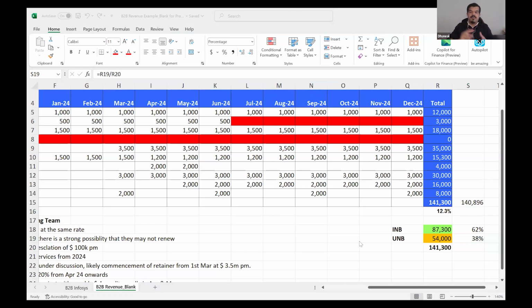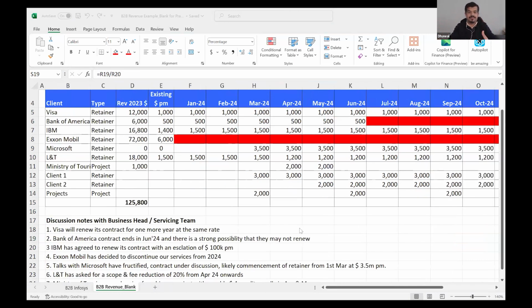Number two, if I was a finance head, I would convince the business unit lead by saying $54 million is not high. Can't you win 2 clients in the entire financial year? We have won a $6 million client in the past. We just won a $3.5 million client, a $2 to $3 million client. We can win like this.